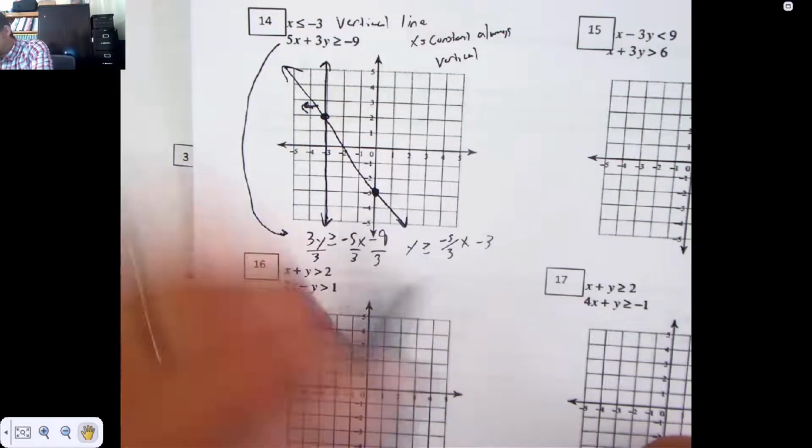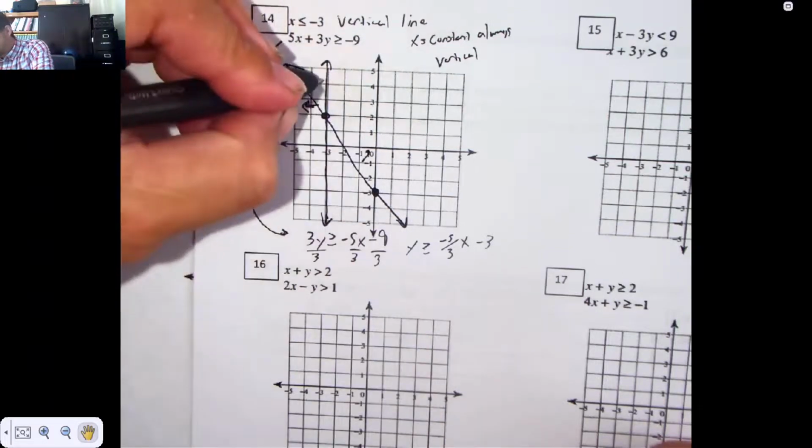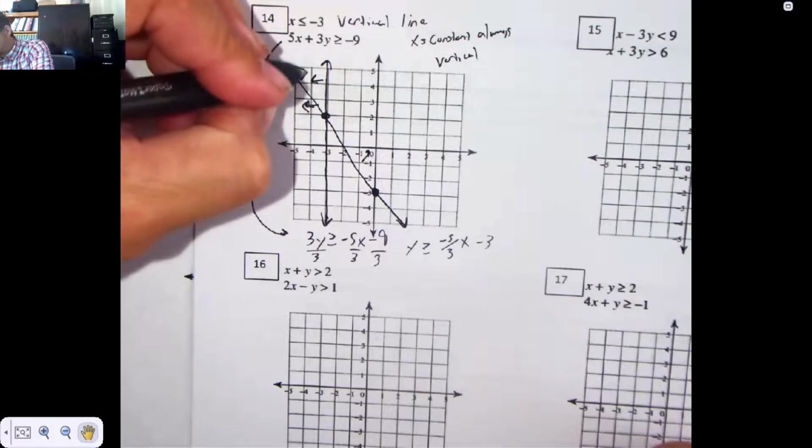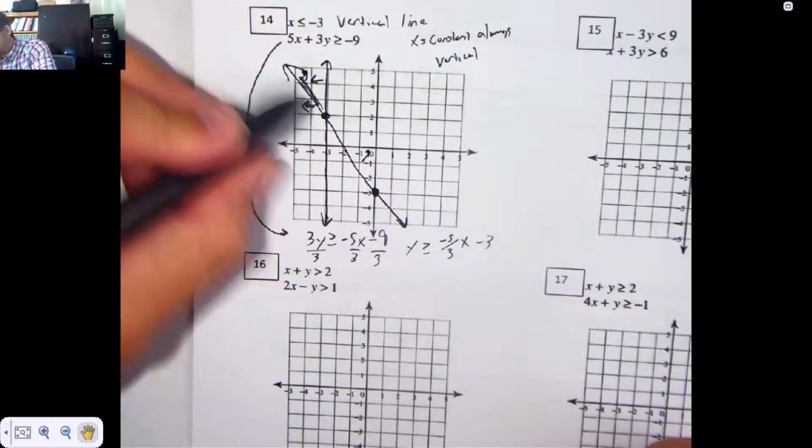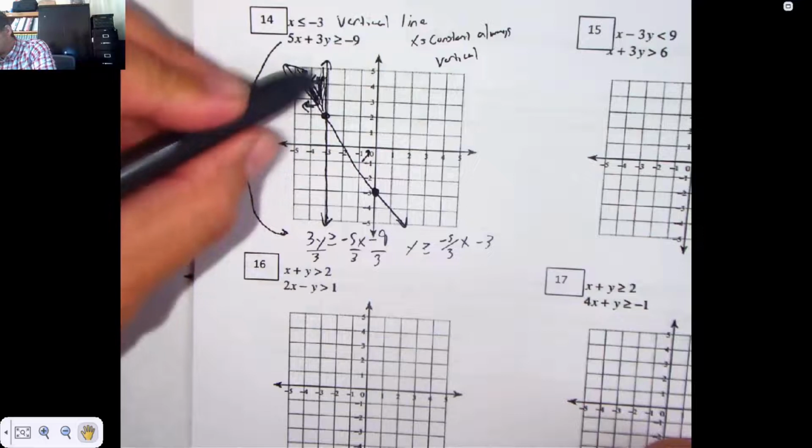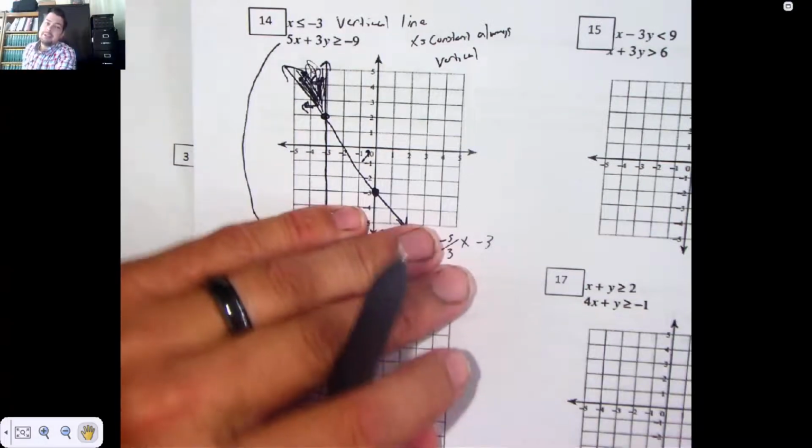And it's saying shade above. Now this guy was saying shade left, and this guy is saying shade above. This is their shared space right here. So it's not that bad.